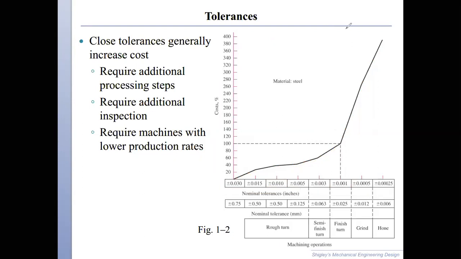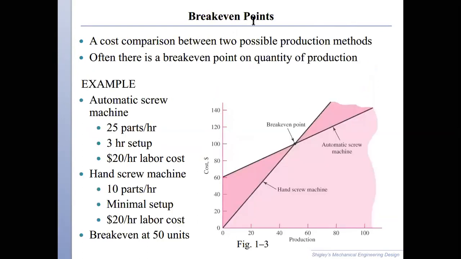Okay. Now, if I go further, there is another method, if we want to see which method is the best method. In design, you might have different designs. You might have two or three designs, and you want to choose which design to go with. And for that you can do an analysis of your cost.